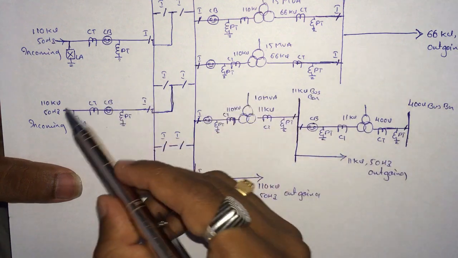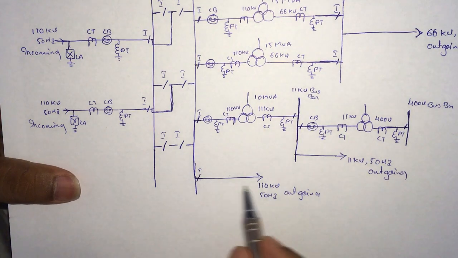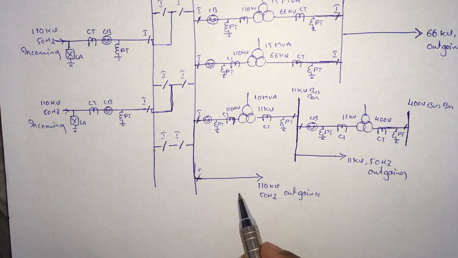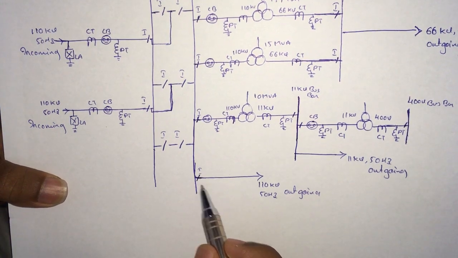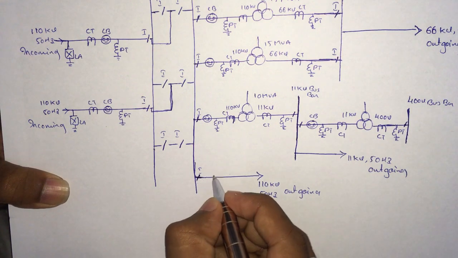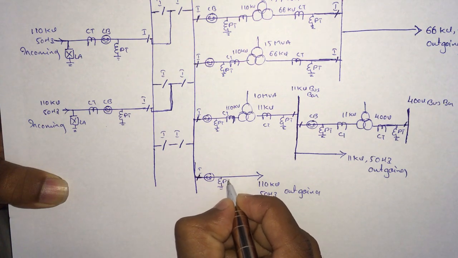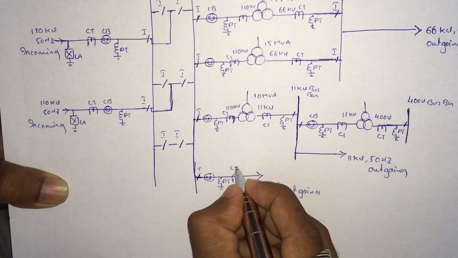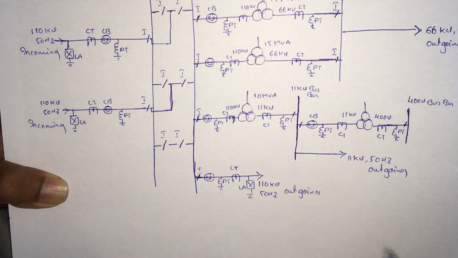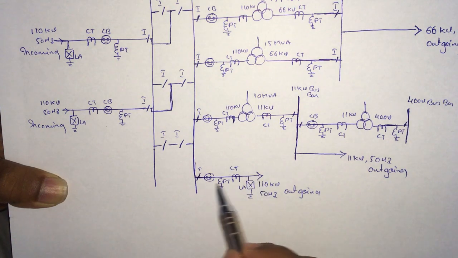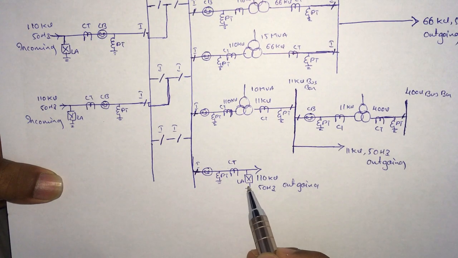Okay. Now we got the incoming lines and the transformers and the bus bars. Now we are left with the outgoing line. The outgoing line should also be protected. You can see outgoing lines are always connected to the bus bar. After the bus bar, an isolator, one CB, PT, CT, and a lightning arrestor, LA.